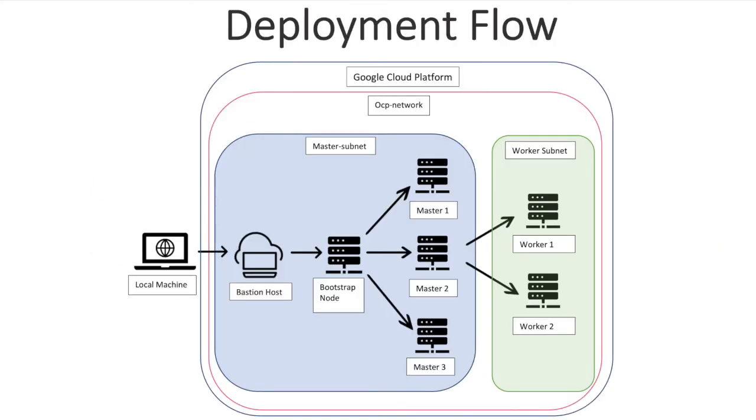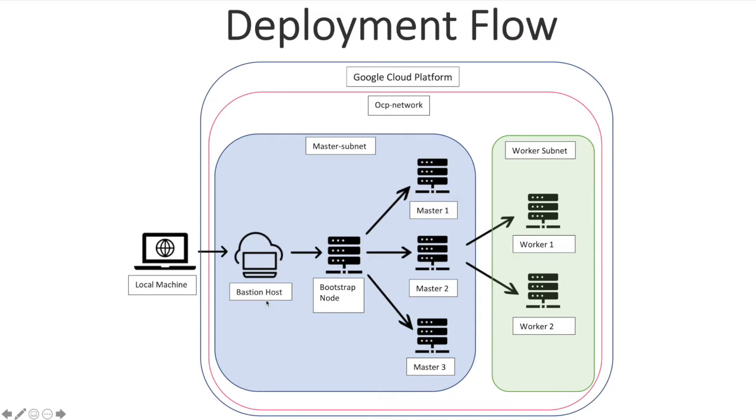So this is going to be our deployment flow. On our Google Cloud Platform, we will first be creating an OCP network. And within that OCP network, we will be creating two subnets. One would be the master subnet and the other one would be a worker subnet. The master subnet would be hosting all our control plane components, while the worker subnet would be hosting our worker plane components. From an instance perspective, the first instance that would be created would be the Bastion host.